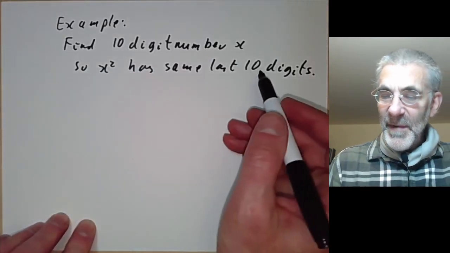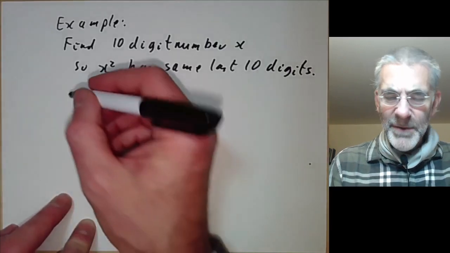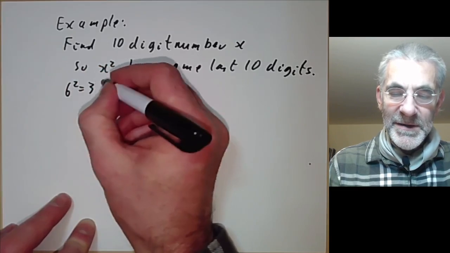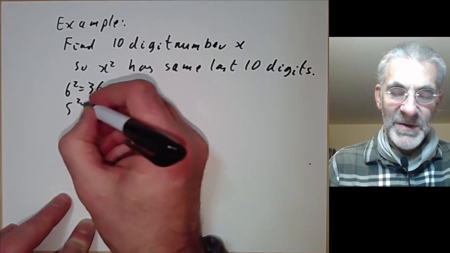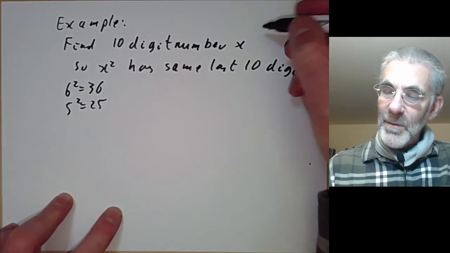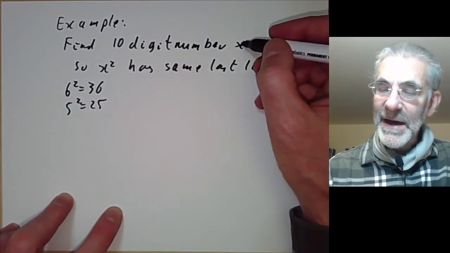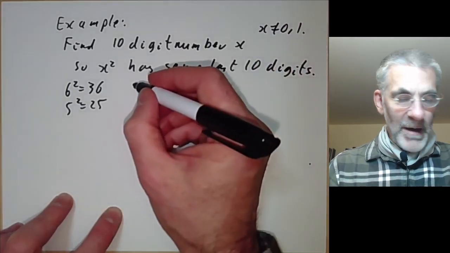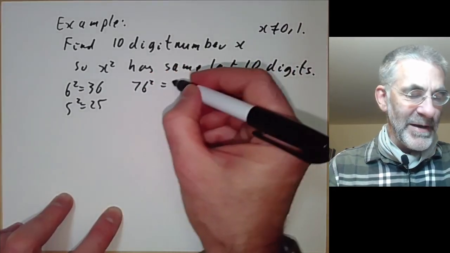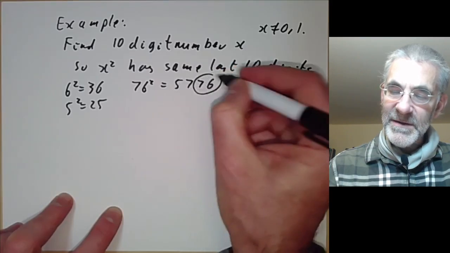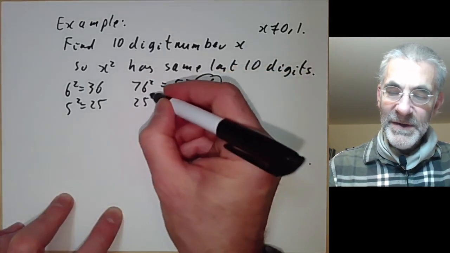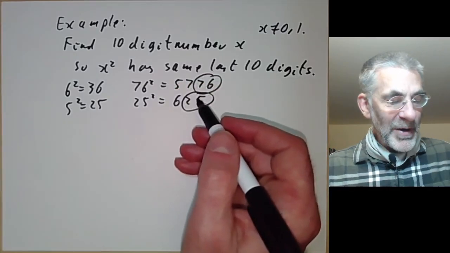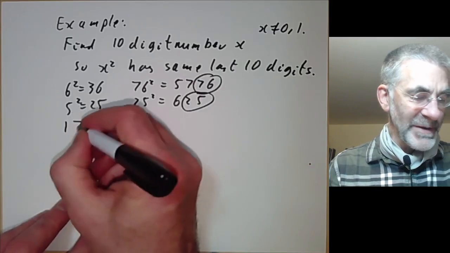So instead of making the last 10 digits the same, let's just try and make the last digit the same. Well, here we can get 6 squared equals 36, the last digit's the same, 5 squared equals 25. Well, we can cheat, of course. We could take x to be 0 or 1, so let's just say x is not equal to 0 or 1. And then 76 squared is 5776, last two digits the same. 25 squared is 625, last two digits the same.